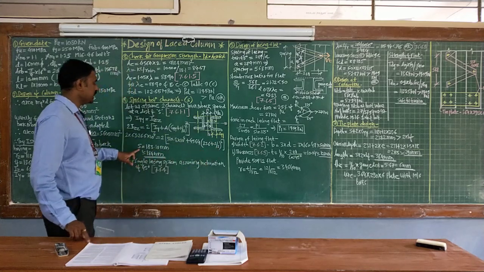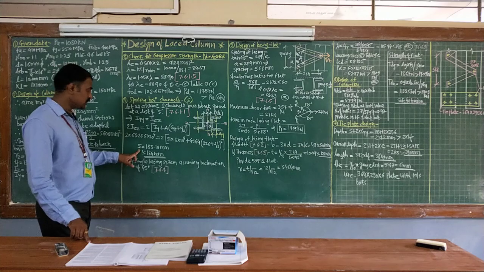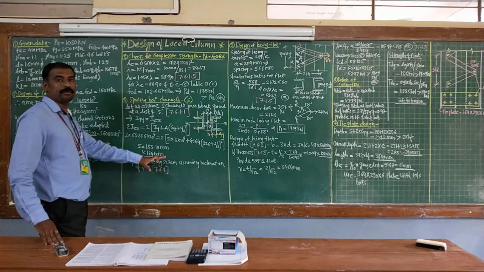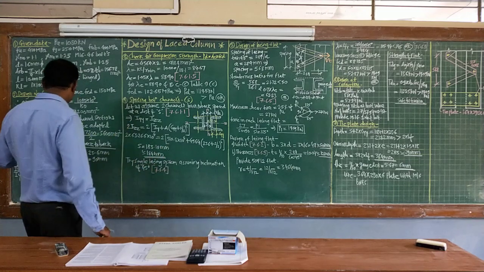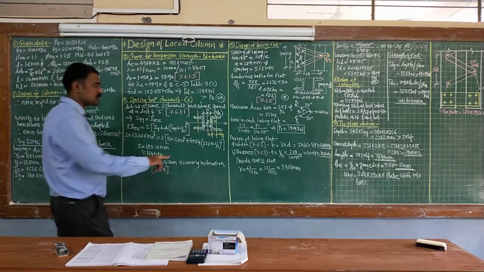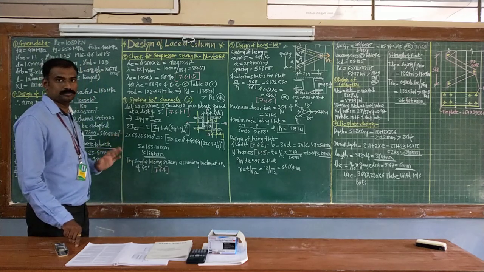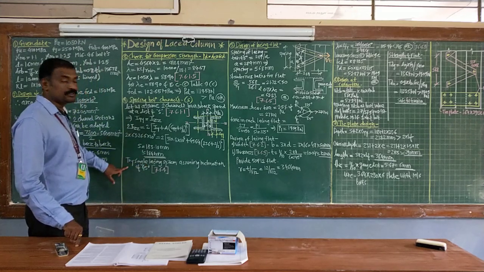Calculating that, you are getting the spacing between the sections as 183.10. We will round that value to 184 mm. Correct? So we are adopting ISMC 300 at a distance of 184 mm for a built-up laced column. Now next is the lacing system.